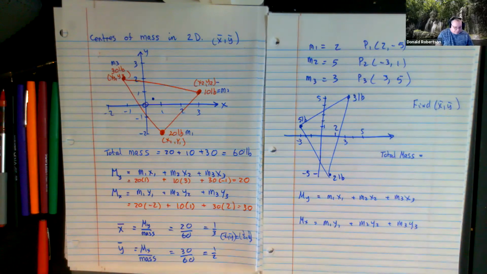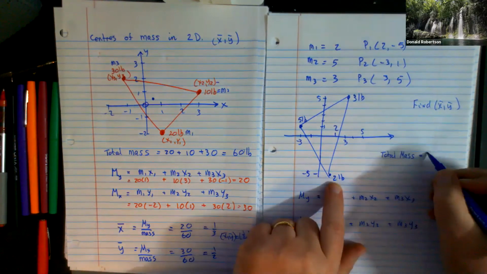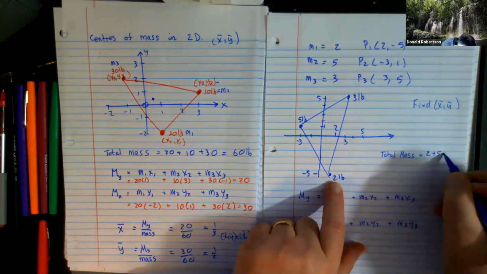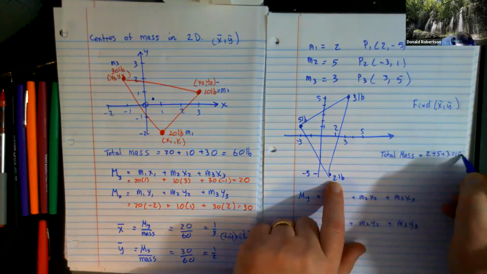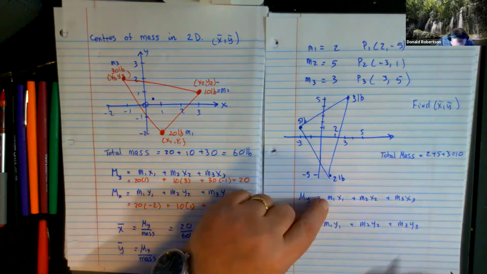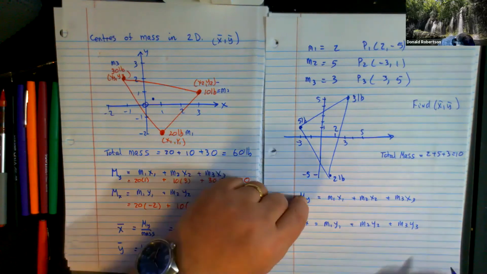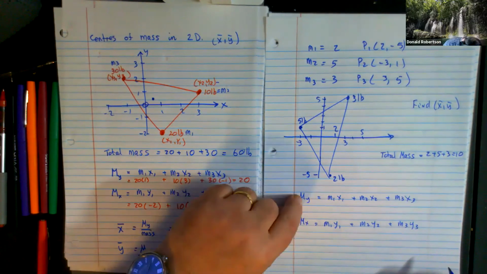Okay, let's go for it. The total mass is 2 plus 5 plus 3, which is 10 pounds. If you get the moments, the moments around y, what do we get?